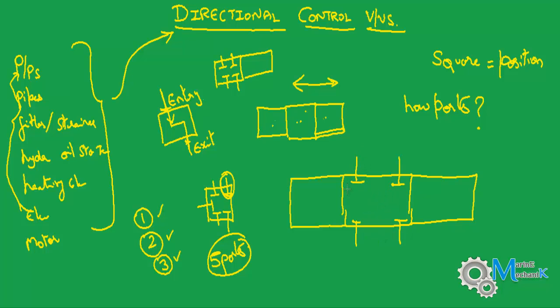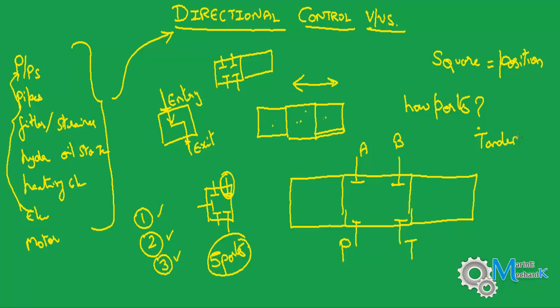So it is always better to name them. Let's name it as P, the port P, the port T, port A and port B. Now we have a new terminology which is coming into place, that is tandem center.